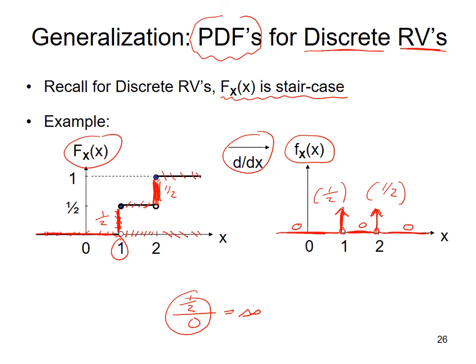So in other words, whenever you have a staircase capital F, when you take the derivative, you will always get a sum of delta functions, just a bunch of delta functions for the little f_X(x). And the area of each delta function in the PDF will be the size of the corresponding jump in the capital F function.